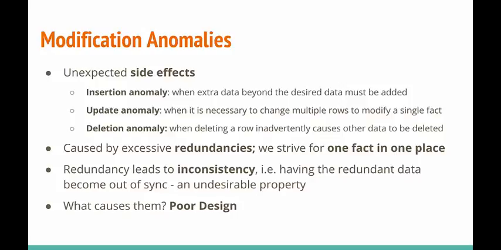A deletion anomaly occurs when we need to delete a row. By deleting that row, if it inadvertently causes other data to be deleted, we have a deletion anomaly.